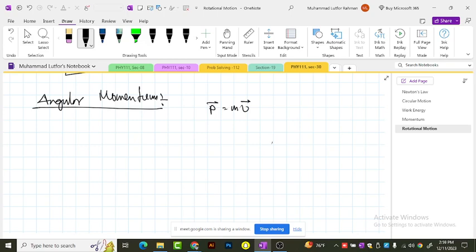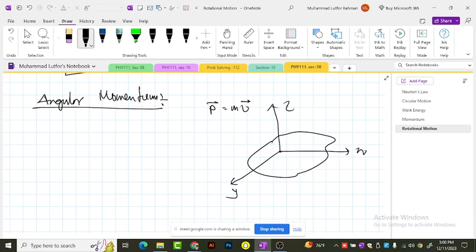Let's say I have an arbitrary shape of object, and let's choose an axis. This is my x, this is my y, and this is my z axis. That system is rotating about this axis at angular velocity omega. Then I choose a point mass over here, which is mi. I know there will be a lot of point masses, but I choose only one, which is mi, and which is at a distance ri from this origin or rotational axis.